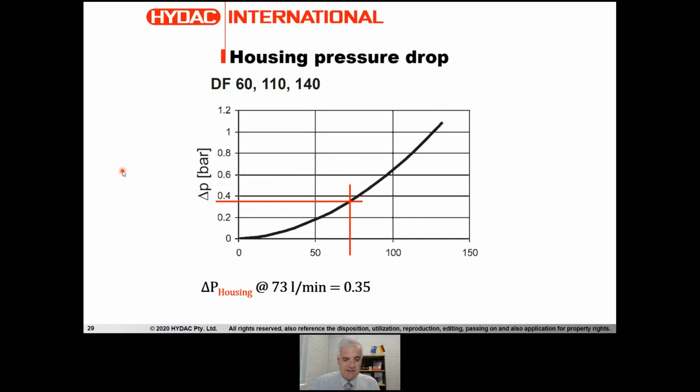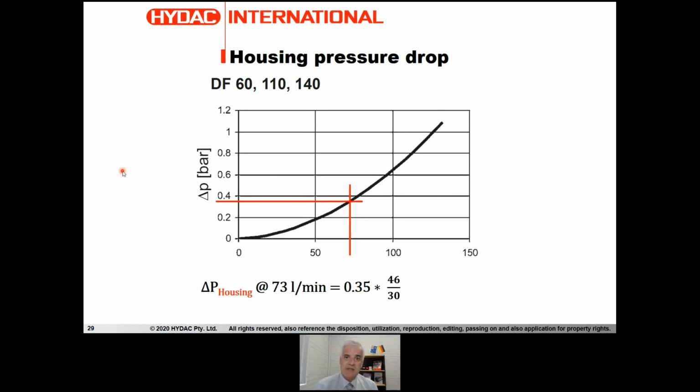So the delta P of the housing, looking at the graph, say for example 73 litres a minute flow rate, you can see that on this particular size, it's a DF60 or 110 or 140. They are the same filter, I will say, same filter head with a longer bowl. And evaluating the length of the bowl doesn't change anything. So it's really the pressure differential of the head. They share a common head. So 73 litres a minute, 0.35 bar pressure differential.